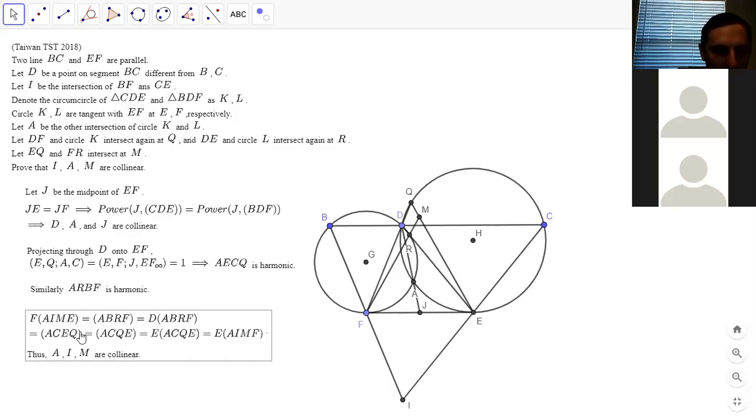So wait a sec. Did we actually even need that they're harmonic? Where in this do we even need to use that they're harmonic? Let's see. Oh, because we're saying ACEQ is the same as ACQE. That's where we're using that as harmonic, right? Yeah. So that solves the problem. So we'll move on to the next one. Nice solution.